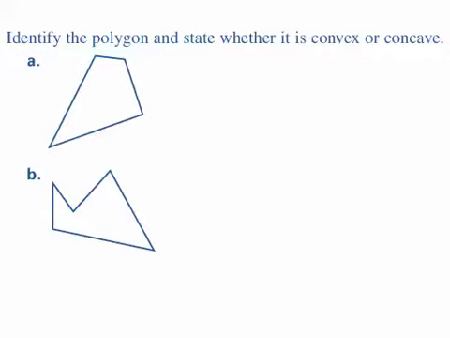So if it's a 3-sided polygon, it's a triangle. If it's a 4-sided polygon, it's a quadrilateral because quad means 4. If it's 5-sided, it's a pentagon. 6-sided is a hexagon. 7-sided is a heptagon. And 8-sided is an octagon.